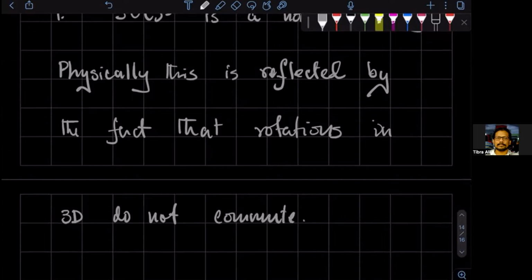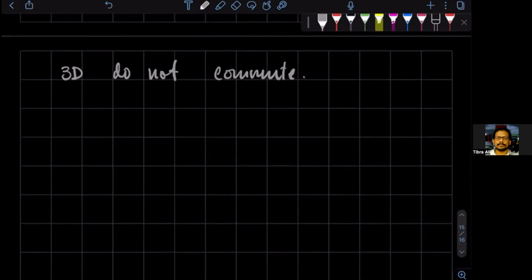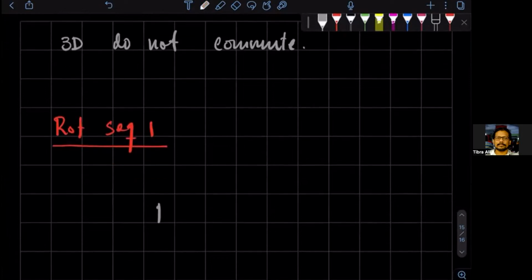Okay, so you should be familiar with this fact, but let me just give you a very brief demonstration of what I mean. So, take the rotation sequence where you first apply a rotation on an object around the x-axis, and then you rotate the same object by 90 degrees around the y-axis.